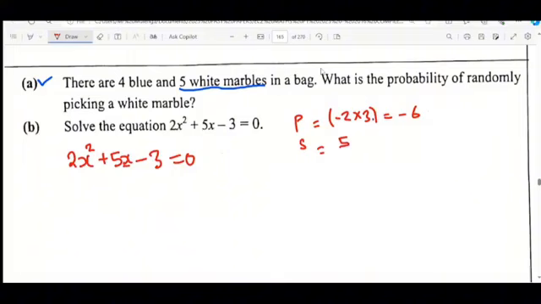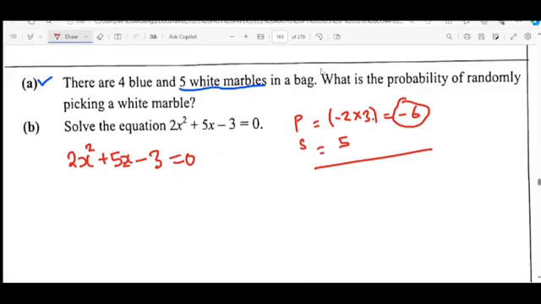Now from here, we need to come up with two numbers such that when you multiply them, we are going to have the product of negative 6, and when we add them, we are going to have a positive 5. So what are those two numbers?